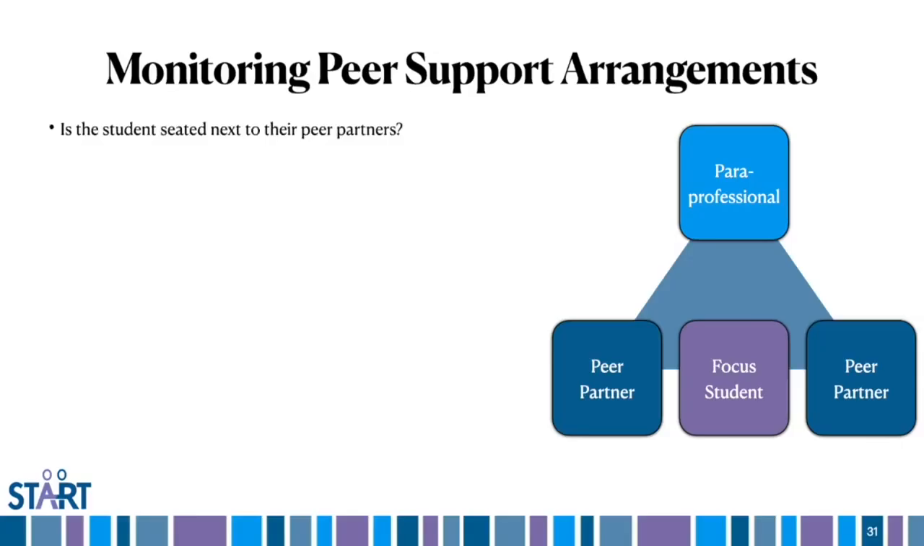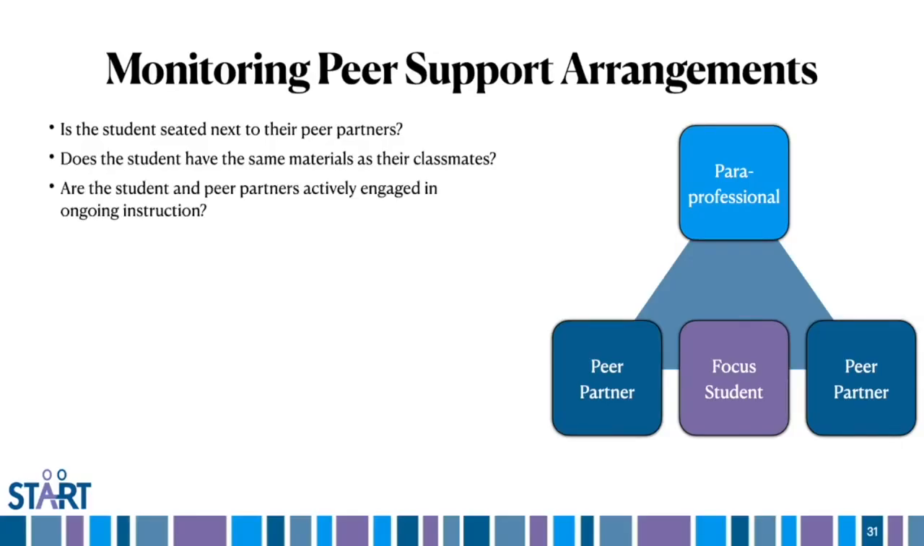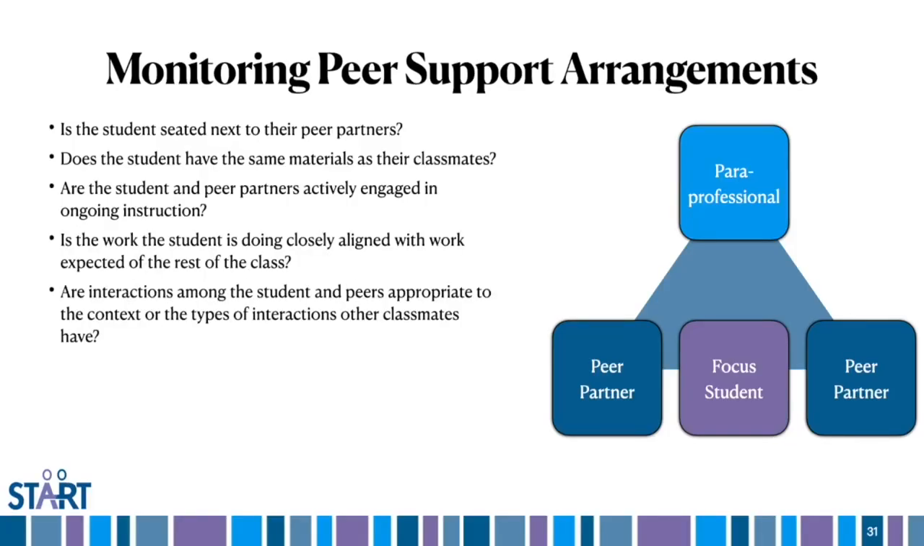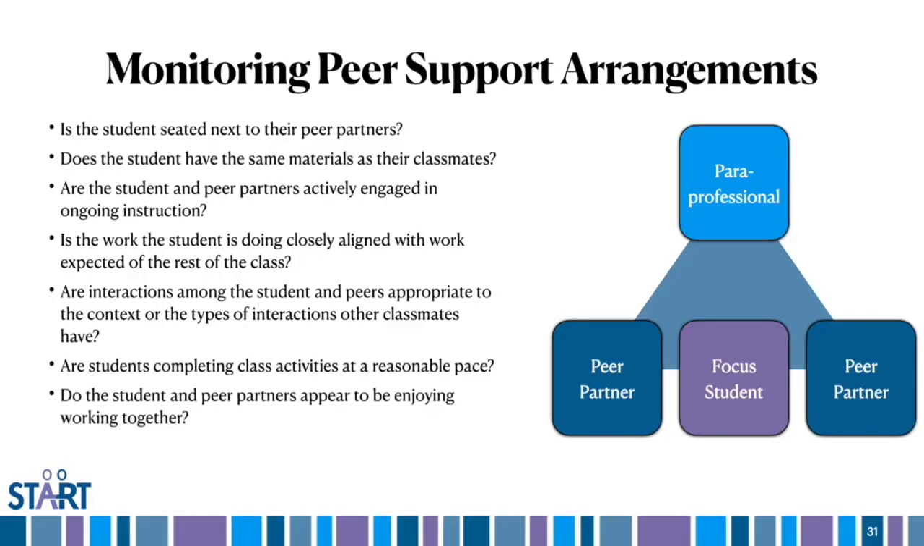Do they have the same materials as their classmates? Are the students and their peer partners actively engaged in ongoing instruction? Is the work the students are doing closely aligned with the work expected of the rest of the class? And are interactions among the student and peers appropriate to the context and the types of interactions that other classmates are having as well? Are students completing class activities at a reasonable pace? And do the student and peer partners appear to be enjoying working together? And of course, there are others you could add to this list of things you might observe. These are just indicators of implementation fidelity.